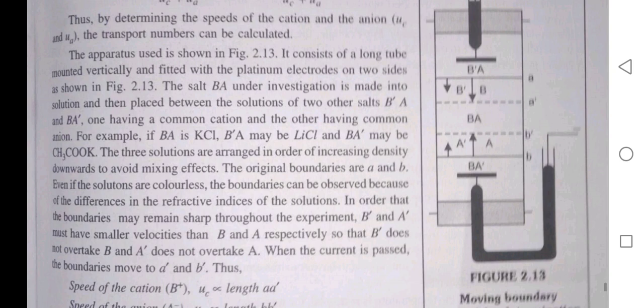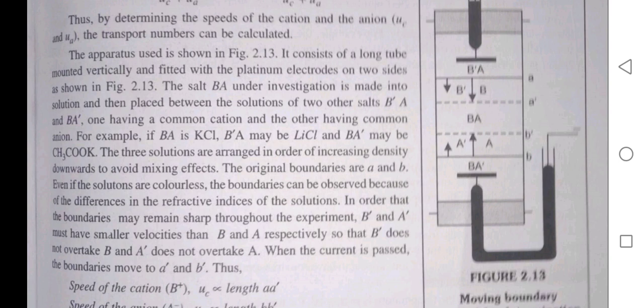The apparatus used is shown in the figure. It consists of a long tube mounted vertically and fitted with platinum electrodes on two sides as shown. The salt BA under investigation is made into solution and then placed between the solutions of two other salts, BA' and B'A, one having a common cation and the other having a common anion.